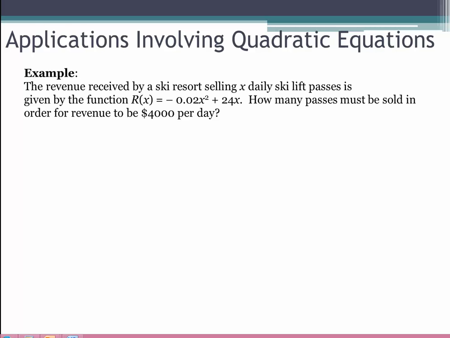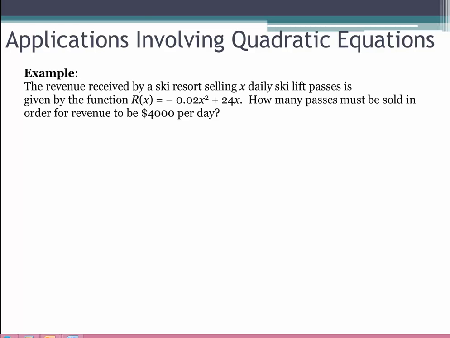In this example here, we're considering the revenue of a ski resort that sells x daily lift passes, given by the function R of x, which is the revenue, equals negative 0.02x squared plus 24x. How many passes must be sold in order for the revenue to be $4,000 per day?